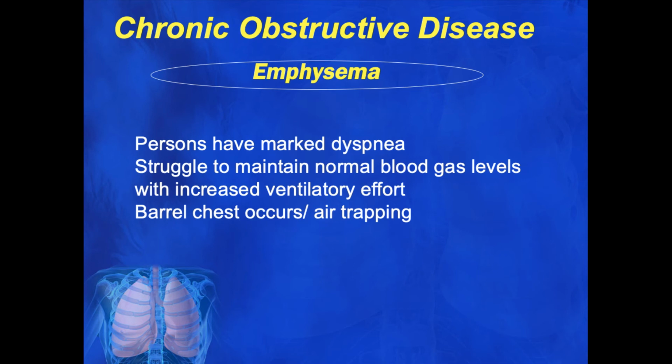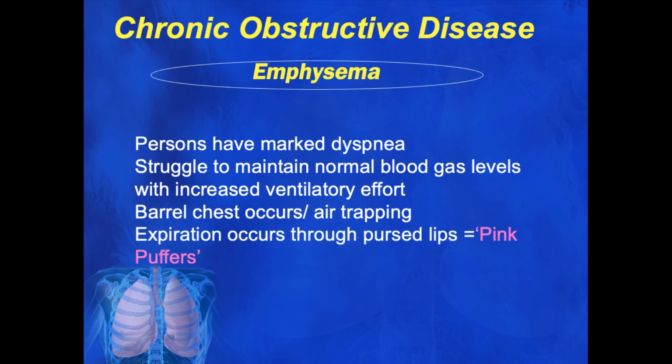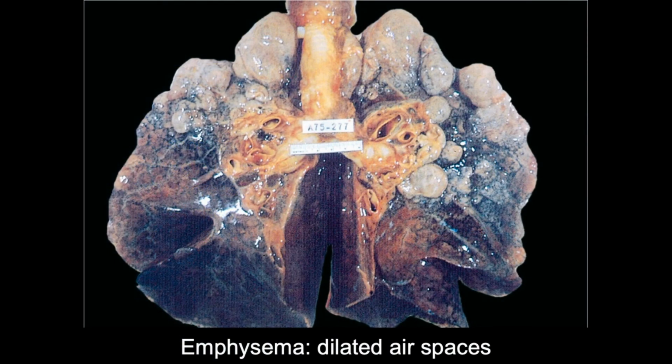Well, if they're filled with air all the time, then your ribs and your muscles are going to change shape in order to accommodate those lungs, and you get a barrel chest. And the person has a very difficult time exhaling. And people in end stages of emphysema, they have such a difficult time. You could put a match right up to their lips and they couldn't blow the fire out. So expiration occurs through very pursed lips, and so sometimes they're referred to as pink puffers. And you can see the air sacs where all of this air is trapped inside those lungs.